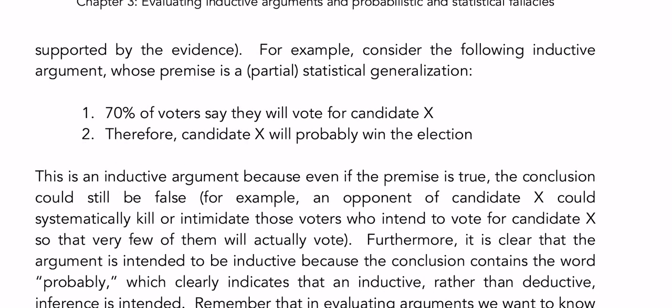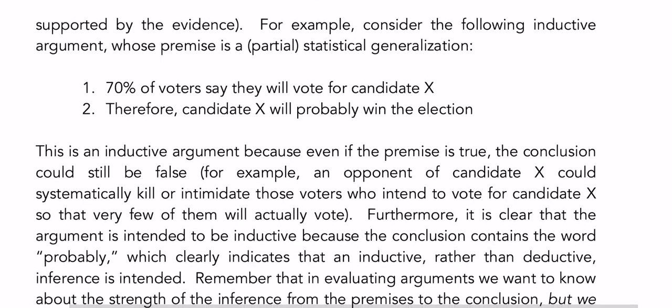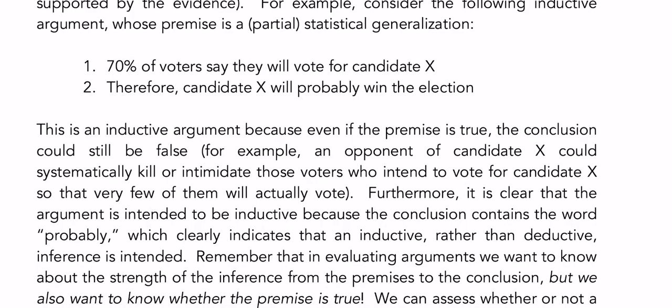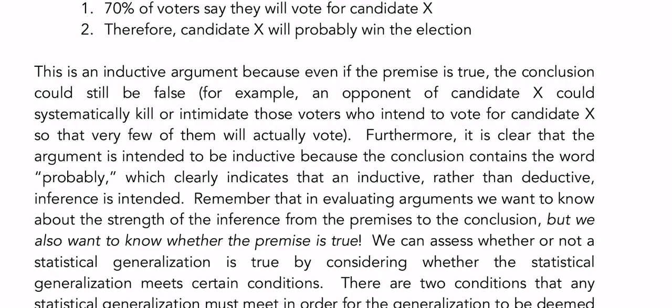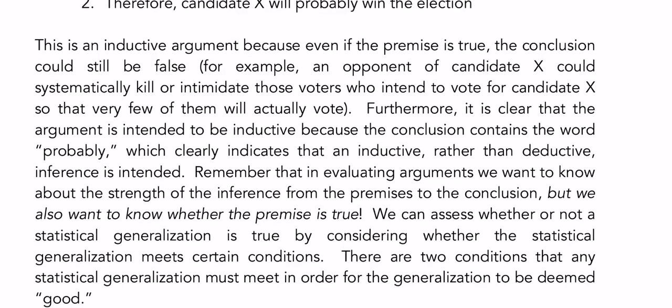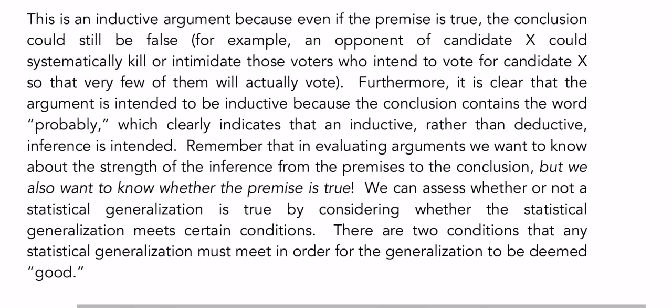In this argument, we are sure that it is an inductive argument because the word "probably" has been used here. The second proof is that a partial generalization is used: 70% of the voters say that they will vote for candidate X. It is not sure that all the voters will vote for candidate X. So it is a probability, and therefore we can't derive a valid conclusion from it. So it is an inductive argument.